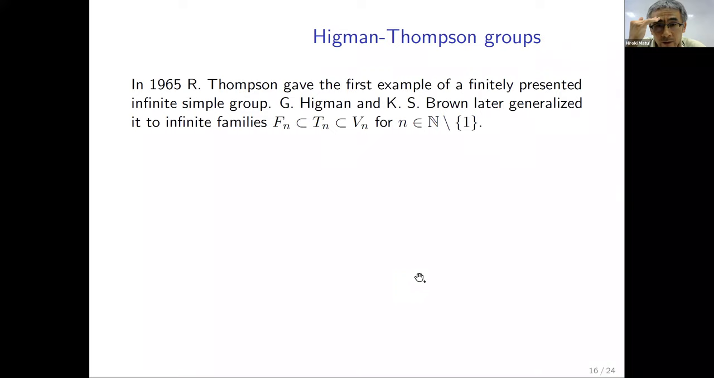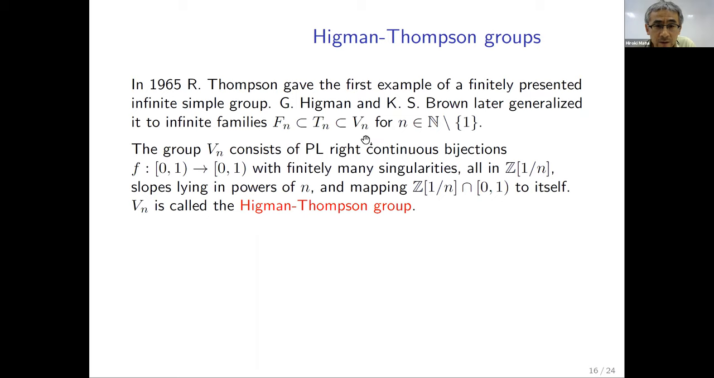So here, let us recall the Higman-Thompson groups. Yes, this appeared in the previous talk. Thompson gave the first example of a finitely presented infinite simple group, and Higman and Brown later generalized it to infinite families Fn, Tn, Vn. And here I'm interested in Vn, the Higman-Thompson group. It consists of piecewise linear, right continuous bijections from this interval to this interval with finitely many singularities satisfying these conditions. This Vn is called the Higman-Thompson group.